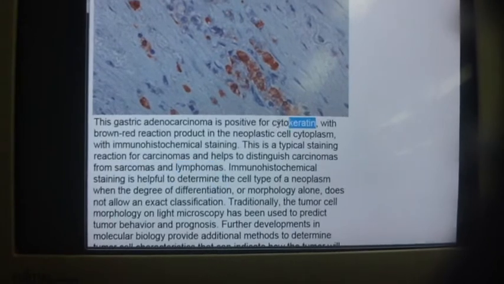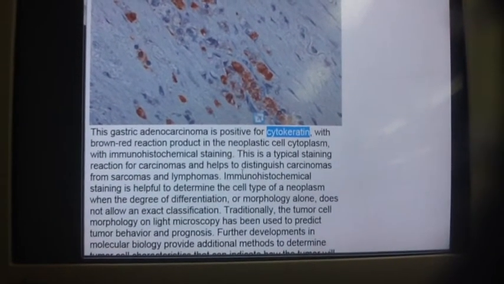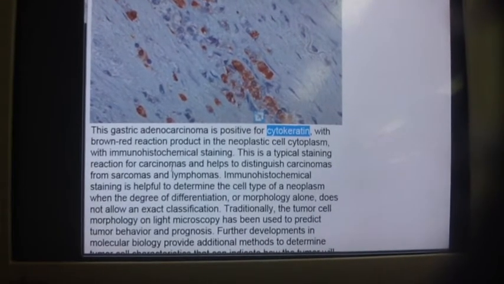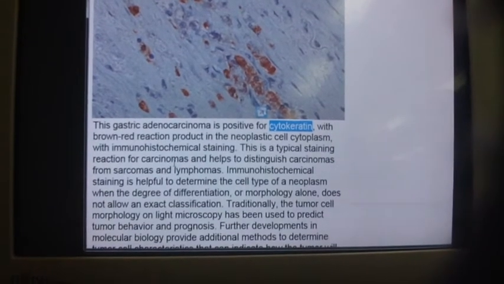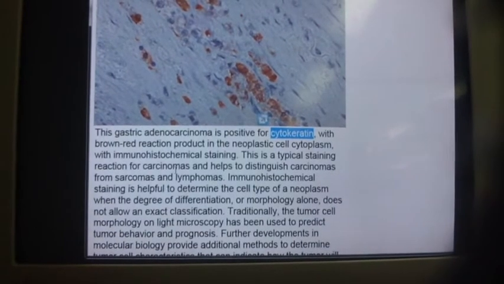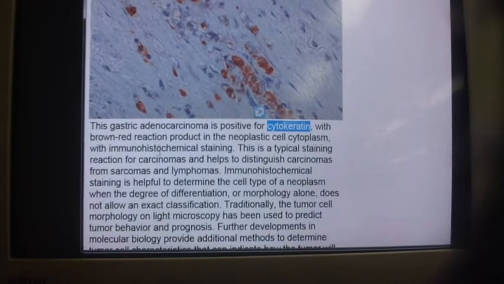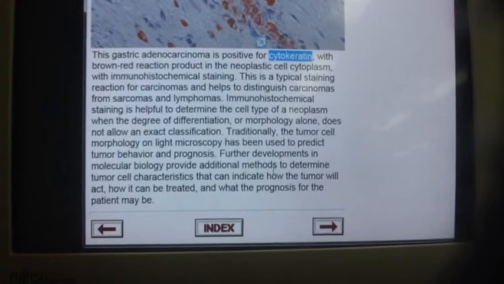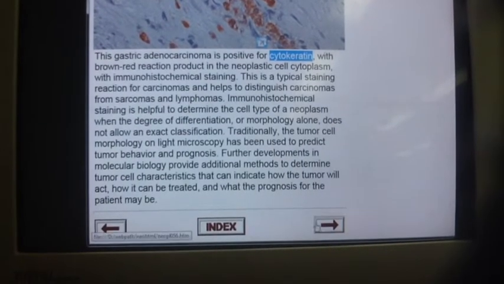So cytokeratin is positive in carcinoma because it's epithelial in origin, while it is negative in sarcoma and negative in lymphoma. And these immunostains will help us to differentiate between these three groups and determine the cell origin, because in some tumors we have a very poorly differentiated tumor. We can't tell on morphology whether this tumor is sarcoma, carcinoma, or lymphoma.